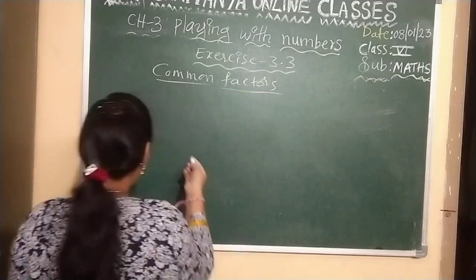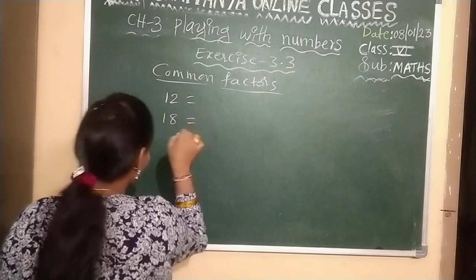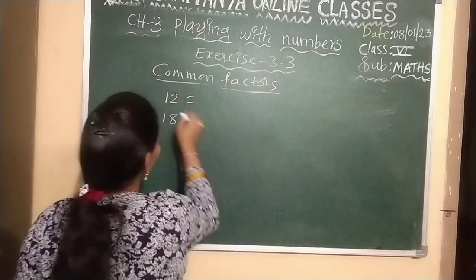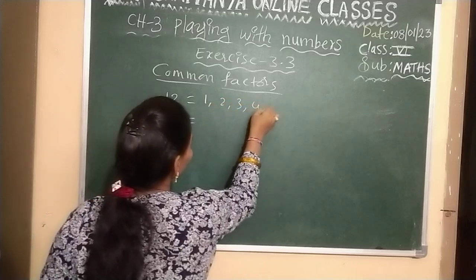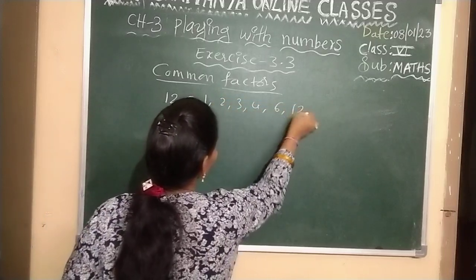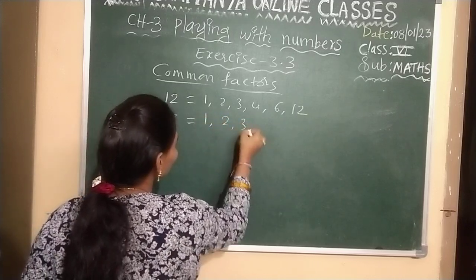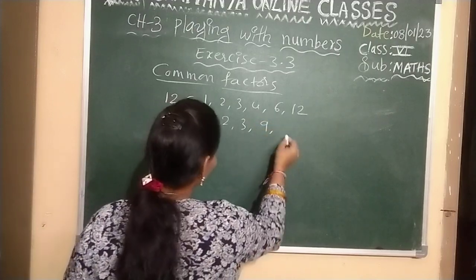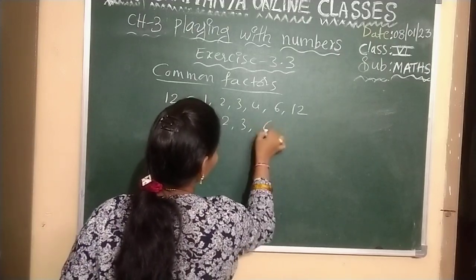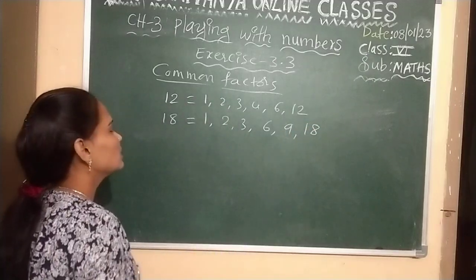Here I am taking 12 and 18. Now write down the factors of these numbers. For 12, the factors are 1, 2, 3, 4, 6 and 12. For 18, the factors are 1, 2, 3, 6, 9, 18. Now these are the factors of the given numbers.